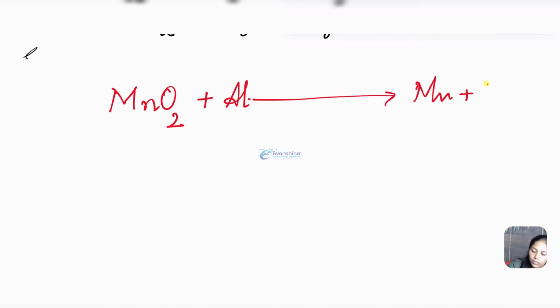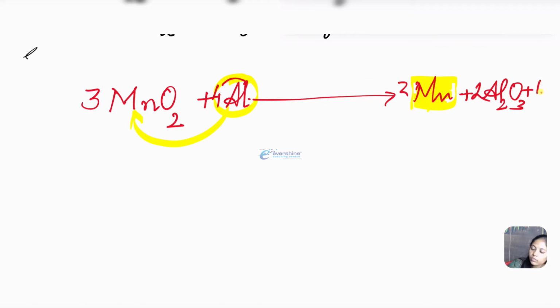Metal oxide into metal, and forms Al2O3. You can see aluminium, a highly reactive element, displaces manganese from its metal oxide and gives Mn. So this is also a thermite reaction. 3MnO2 plus 4Al gives 3Mn plus 2Al2O3, and along with that heat is liberated. This reaction is used to join railway tracks and also for joining cracked machine parts.